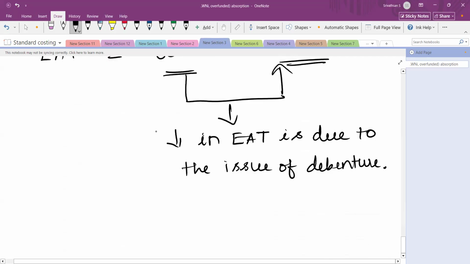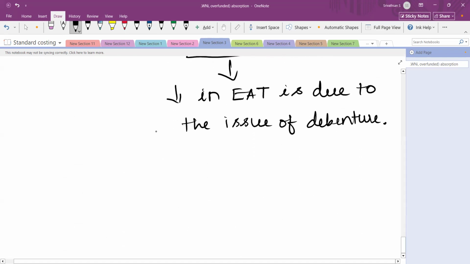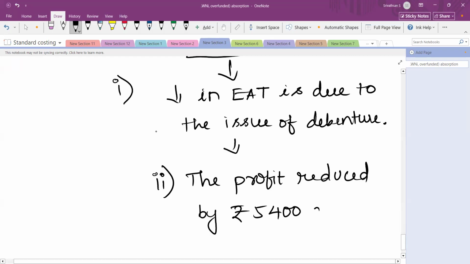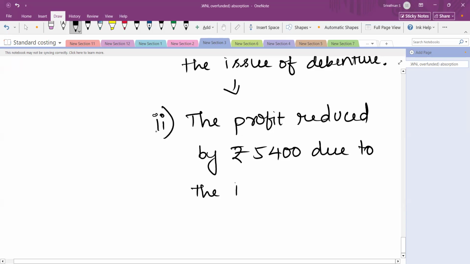By how many rupees did the profit reduce actually? The profit reduced by, before issue, it was 60,000. After issue, it is only 54,600. So there is a 5,400 rupees of reduction in the profit. So second point, let's say this is first point. The decrease in profit was due to issue of debenture. Second point, the profit reduced by rupees 5,400 due to the issue of debenture.